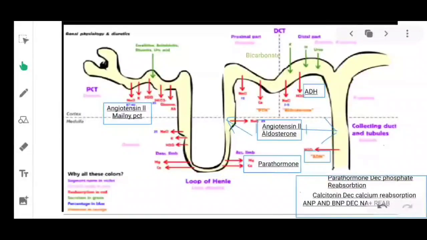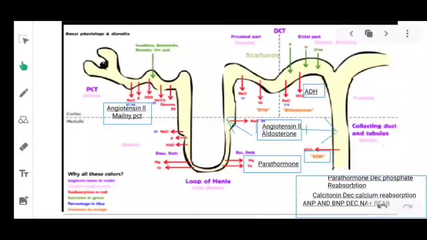Now ADH, antidiuretic hormone. It increases the water reabsorption in the DCT and collecting duct. Then atrial natriuretic factor and brain natriuretic factor, they both decrease the sodium reabsorption.